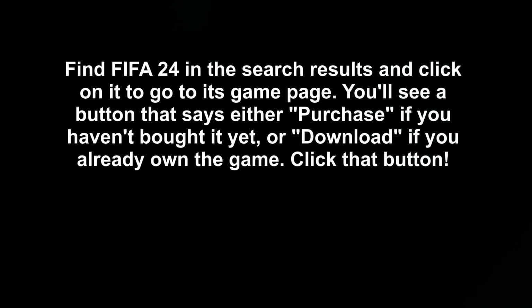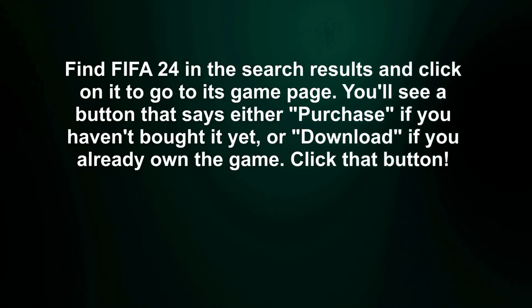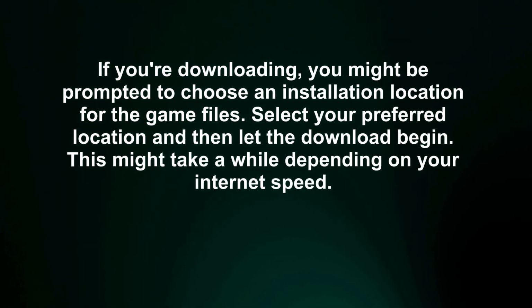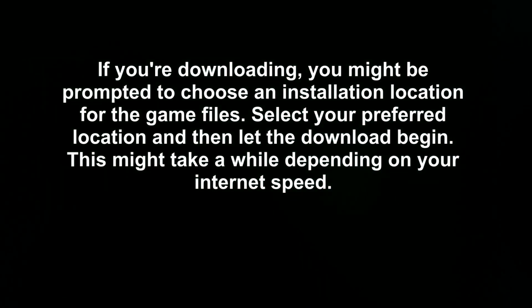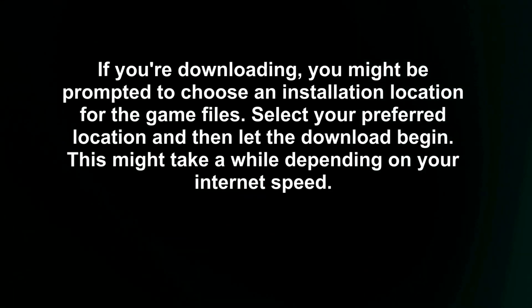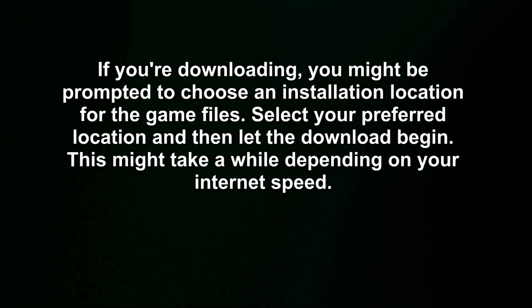You'll see a button that says either purchase if you haven't bought it yet, or download if you already own the game. Click that button. If you're downloading, you might be prompted to choose an installation location for the game files. Select your preferred location and then let the download begin. This might take a while depending on your internet speed.